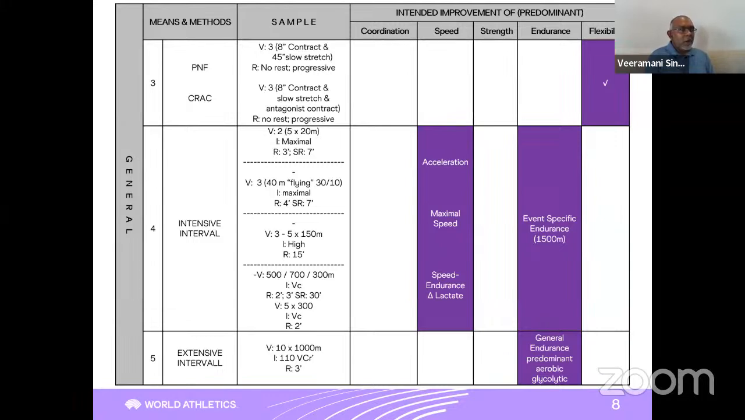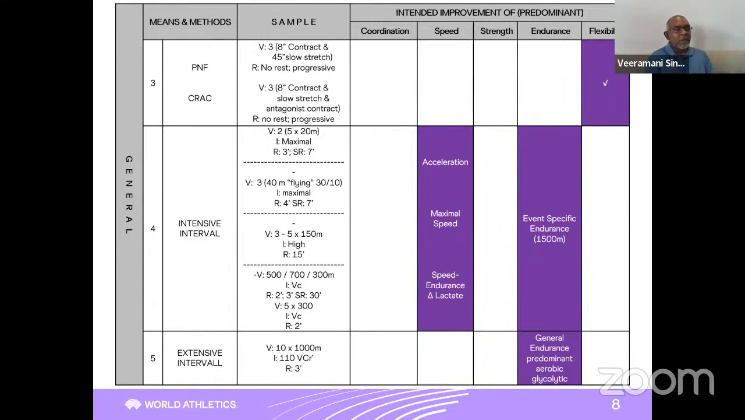Third one, you do 3 to 4 times 150 meters, very high intensity, rest 15 minutes. So this element we have covered earlier in terms of how the rest works.